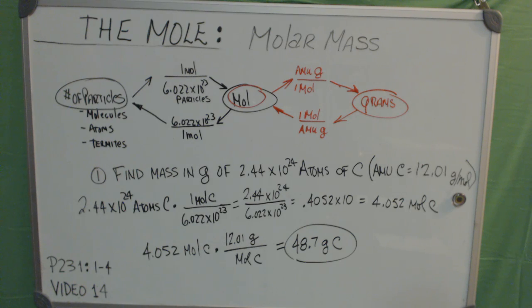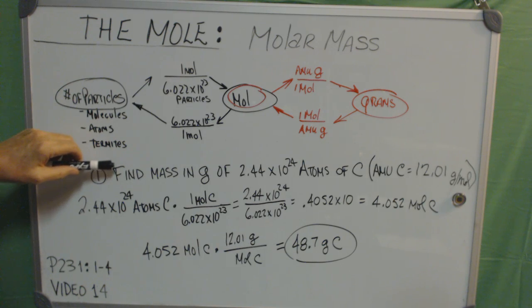Page 231, 1 through 4. We're going to convert from particles to grams. And we have to kind of split this into two problems, two different solutions. First we read the problem.